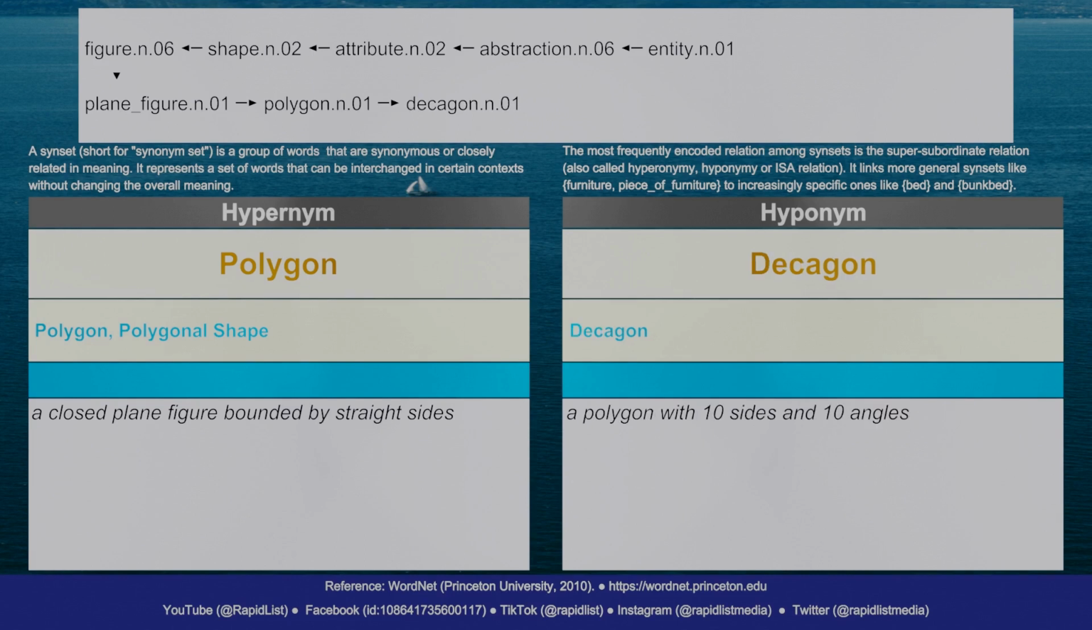Decagon. A polygon with 10 sides and 10 angles. Undecagon. An 11-sided polygon. Dodecagon. A 12-sided polygon.